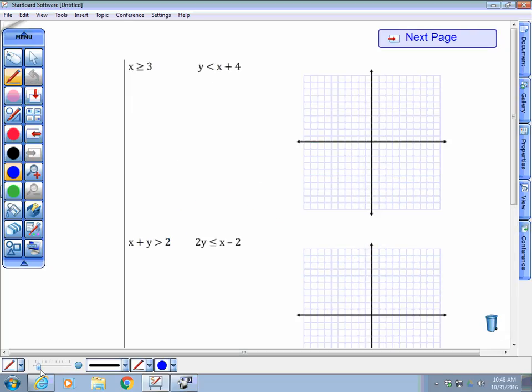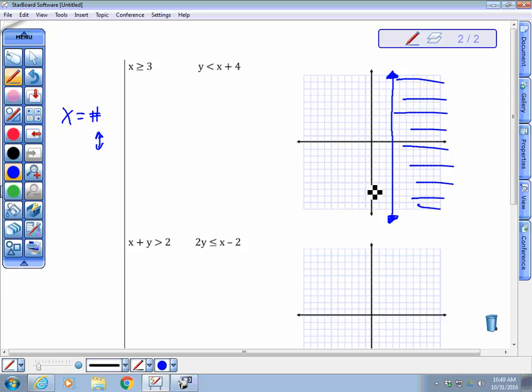Next one. If we remember, if it's x equals a number, it's a vertical line. So this one will just have a vertical line at x equals 3. This one doesn't have an above or below, so it's either going to be on the left side or the right side, and numbers that are bigger than 3 will be on the right side.